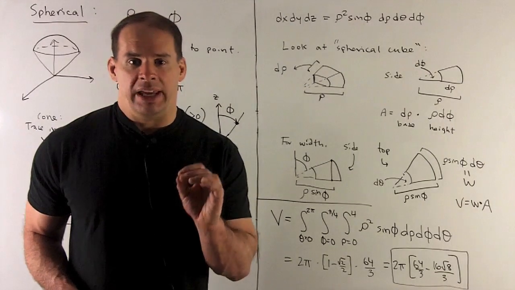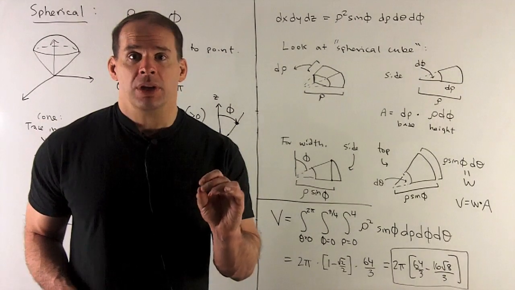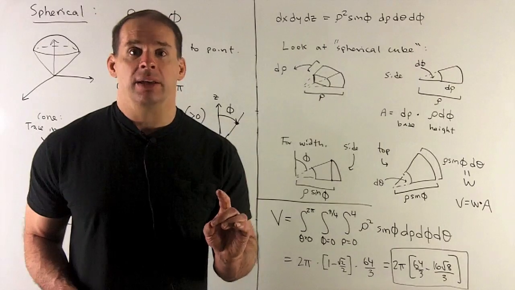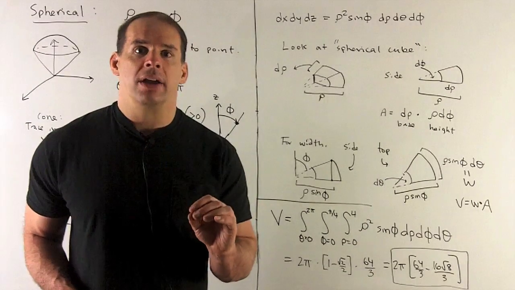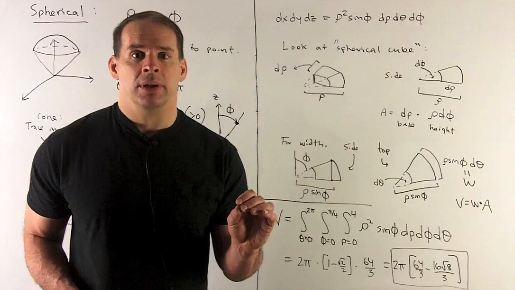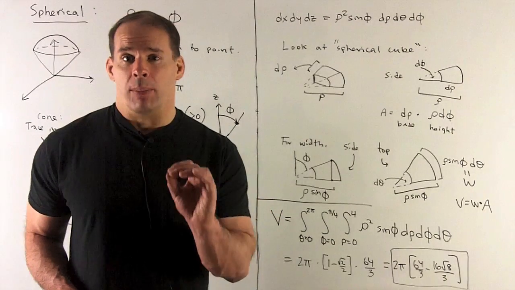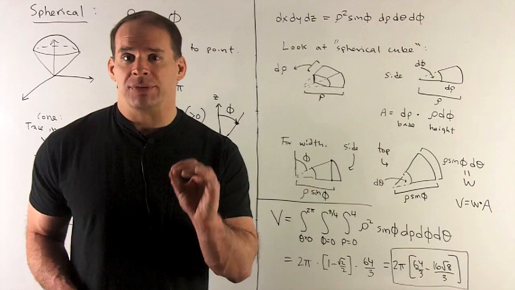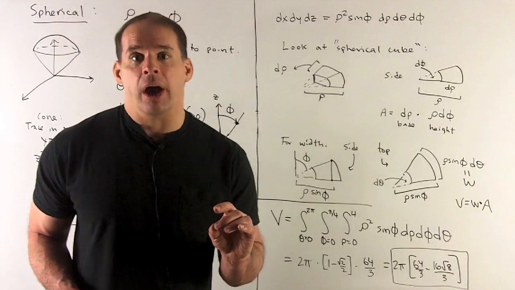To integrate, we need the spherical differentials. So how do we change dx, dy, dz? It's going to go to rho squared sine phi, d rho, d theta, d phi. Probably best to memorize this, but if you absolutely have to rederive it, here's how you go.